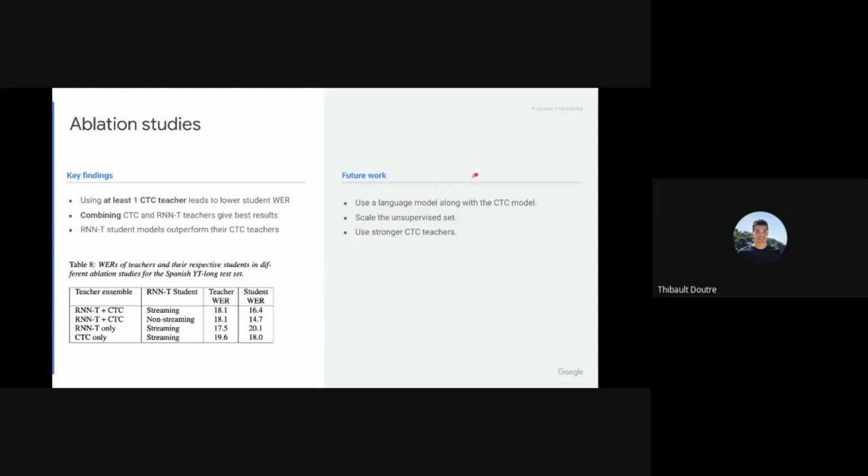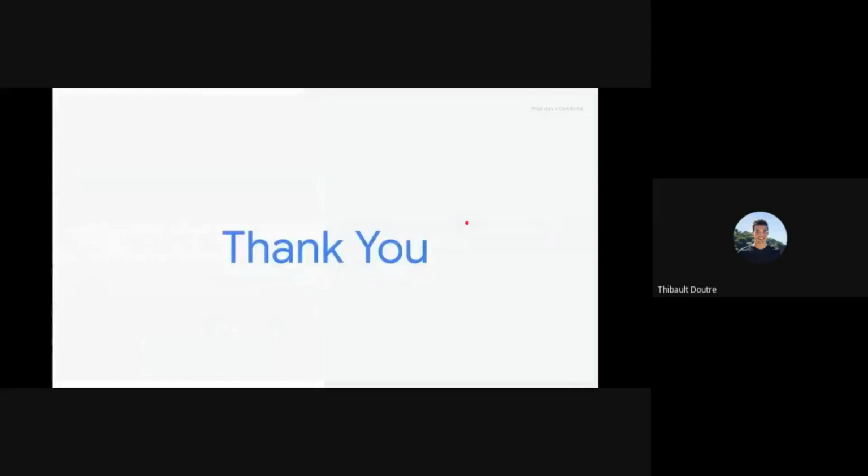And so for future work, we can imagine training CTC teacher models, but also with a language model to perfect those predictions, as well as scaling the unsupervised set. That's something that we did in the first study, but not really in this one, because the unsupervised set comes from YouTube. It's very easy to scale, and we showed that we can get much lower WER by scaling this set. And finally, we can use more recent research to improve the nature and the quality of our CTC teacher inputs. Thank you.